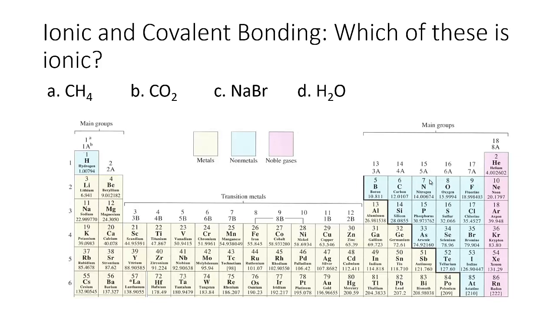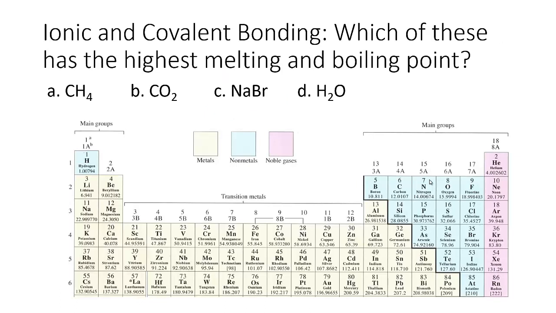If you look at all of these atoms that are represented here for A, B, C, and D, all of them are nonmetals with one exception, that of sodium. That being said, sodium bromide is going to be your only ionic compound in this set. So you will know that sodium bromide is going to have the highest melting and boiling point, simply due to the fact that it was the most ionic compound in this bunch.